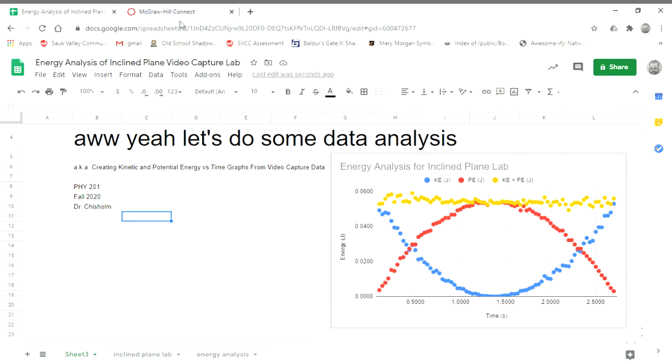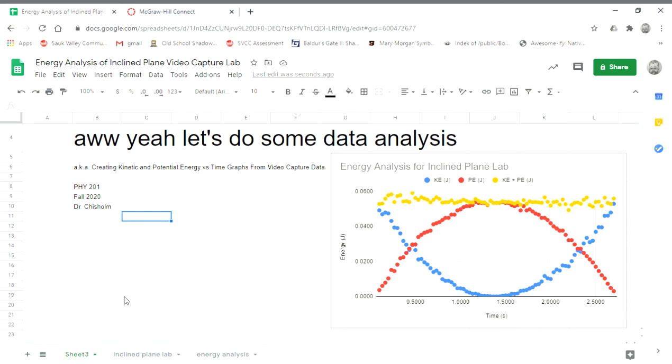All right, let's do another video here. So in this week's lab, we are looking at the kinetic and potential energy of two marbles rolling down two different tracks. And one of the things that the lab asks us to do is compute the kinetic and potential energies for both of them. And there's a good way we can help visualize that by creating graphs.